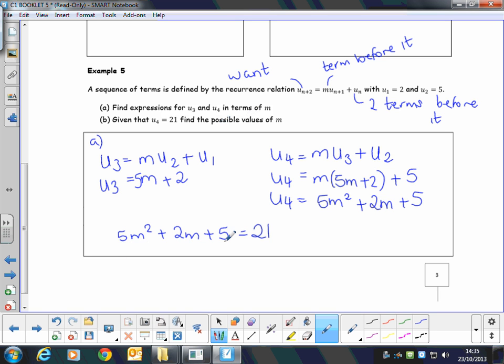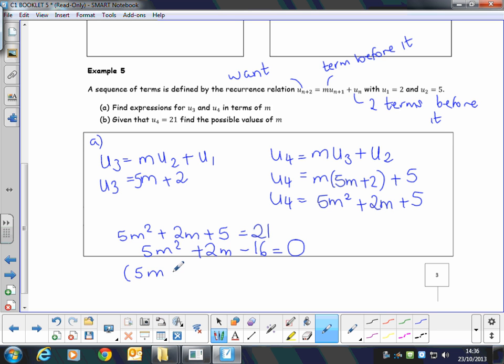So if I look at this, it's a quadratic. So in order to solve it, I need to factorize it first. But before I can do that, I need to get everything onto one side. So I've got 5M squared plus 2M. I've got to take this 21 to the other side. So I've got plus 5 minus 21, which is minus 16. And this is all equal to 0. And now I can factorize this.